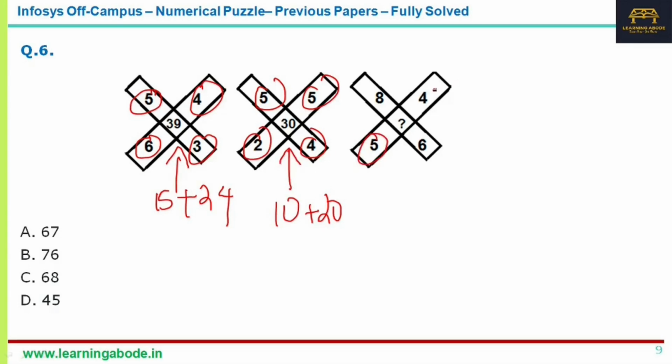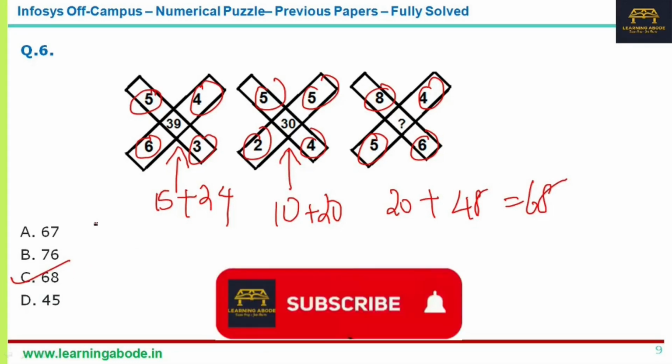Now 5 into 4 is 20. Right. And 6 into 8 is 48. So that must be 68. So the answer for this question is answer option C, 68. Now these are easy to guess.